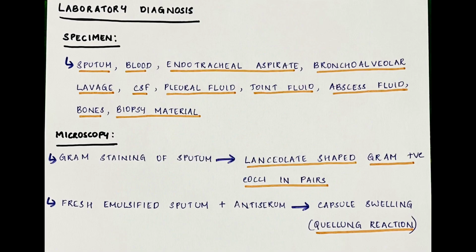Laboratory diagnosis. Specimen: sputum, blood, endotracheal aspirate, bronchoalveolar lavage, cerebrospinal fluid, pleural fluid, joint fluid, abscess fluid, bones and other biopsy material are taken as specimen. Microscopy. Gram staining of sputum shows lanceolate shaped gram-positive cocci in pairs. Fresh emulsified sputum mixed with antiserum causes capsule swelling for the identification of pneumococci. It is called Quellung reaction.